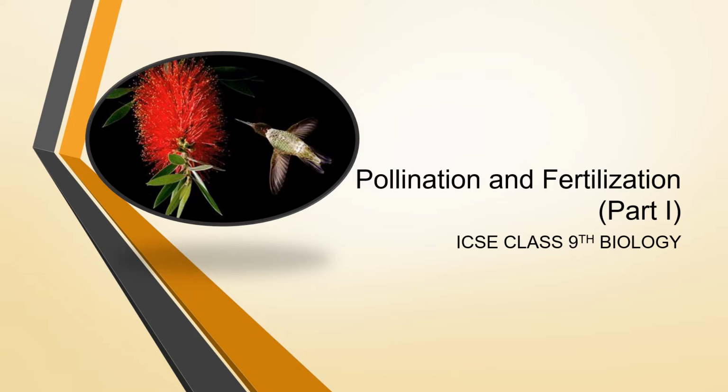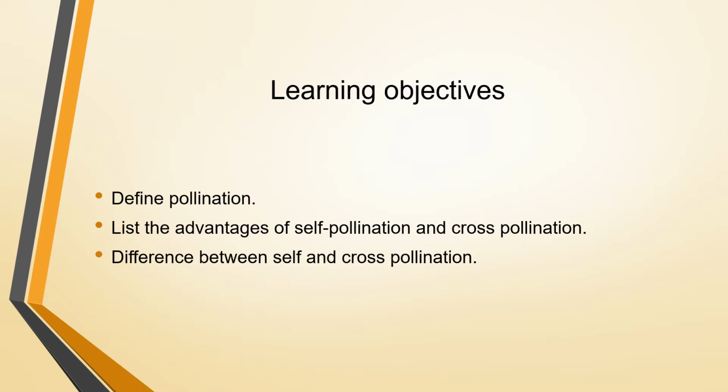So let us start with today's lesson of pollination and fertilization. Now, what are the learning objectives of today's lesson? Today we should first learn about what is pollination. We will also learn about the types of pollination, and the advantages and the disadvantages of self-pollination and cross-pollination. And we will learn the differences between the self and cross-pollination.